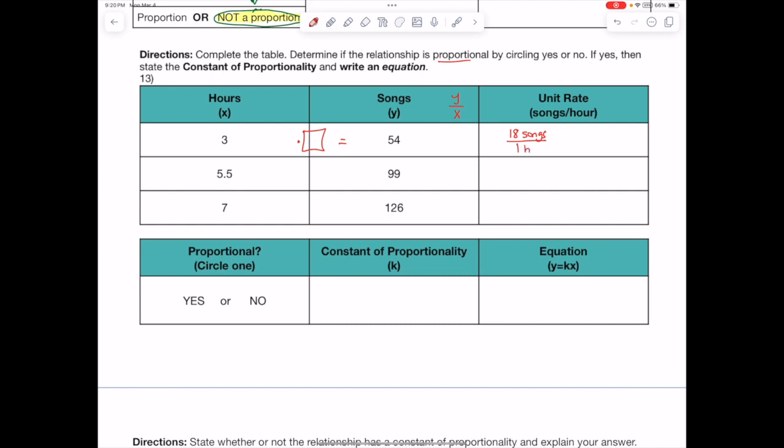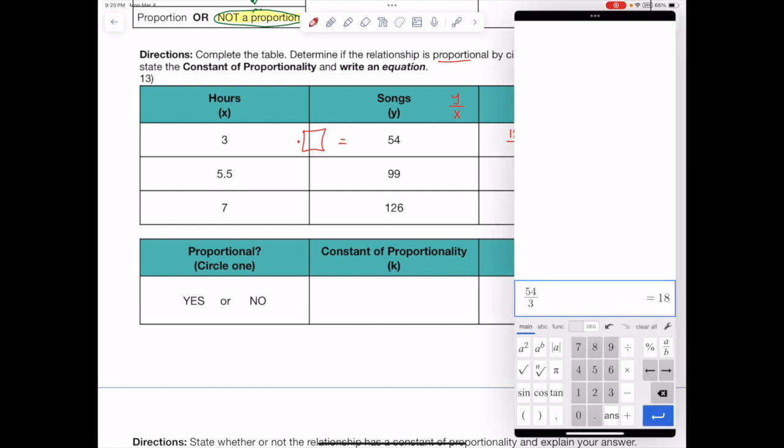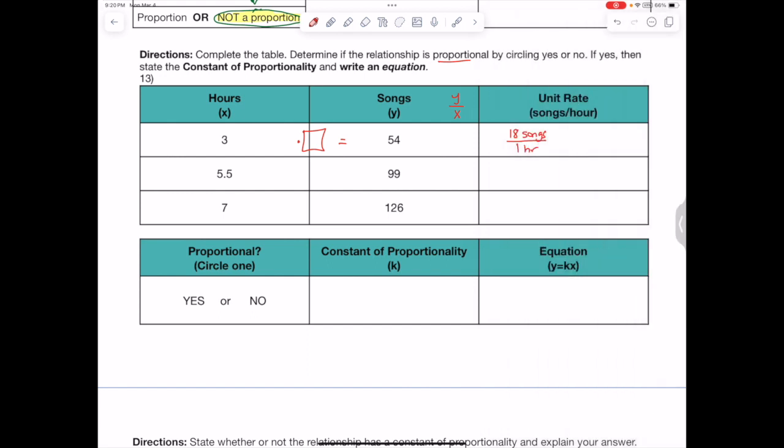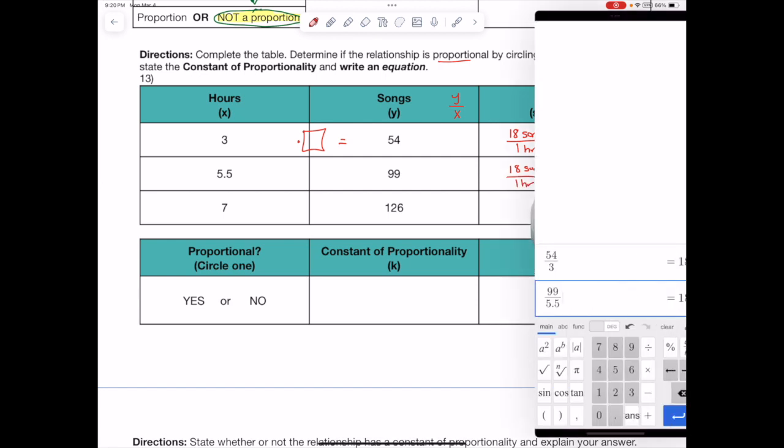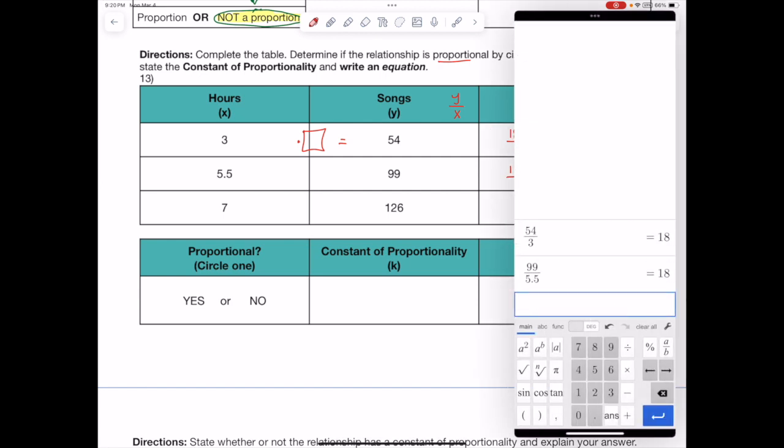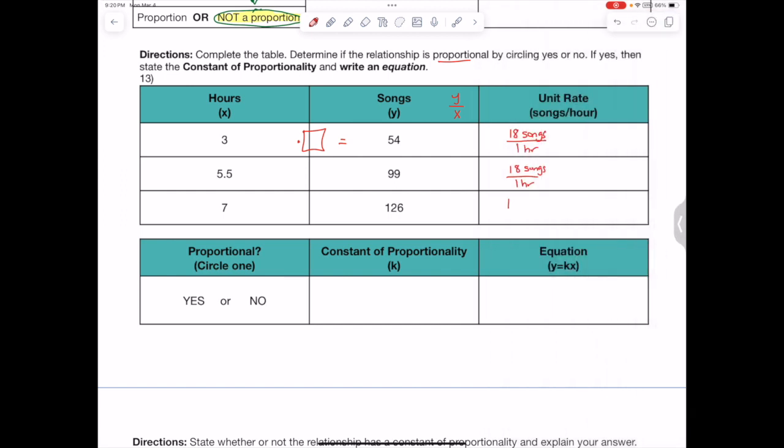songs per 1 hour. Okay, if we do 99 divided by 5.5, we get 18 songs per hour. And it looks like things are proportional here. 126 divided by 7, we get the same thing of 18 songs. And so this is the unit rate, okay? It's over 1 per hour, okay?